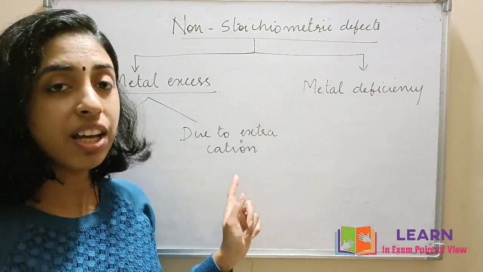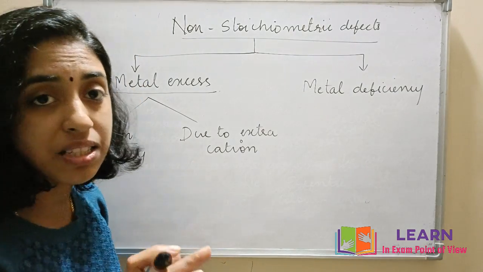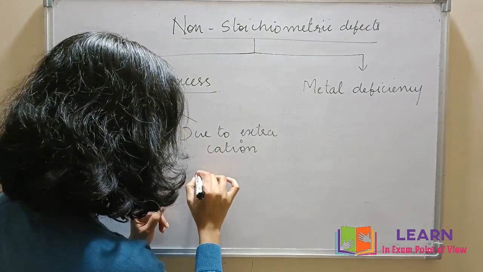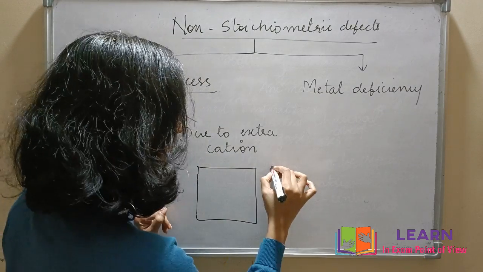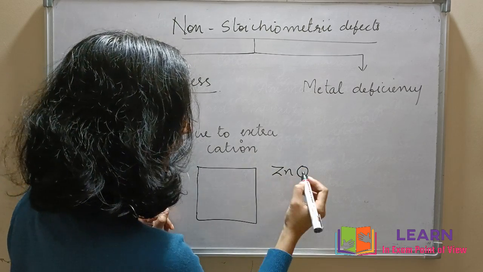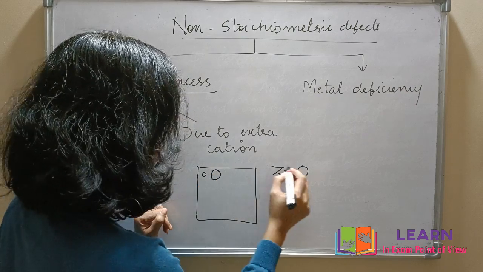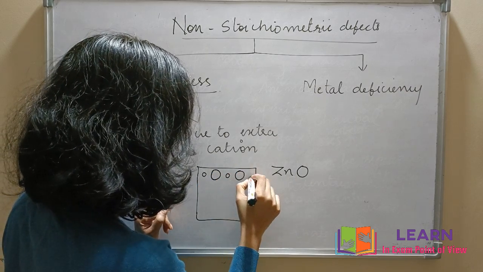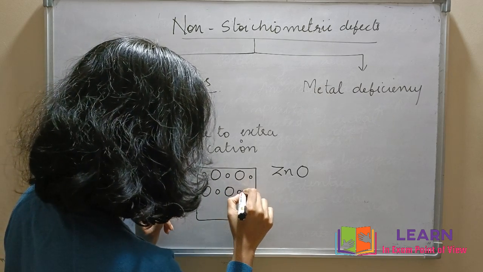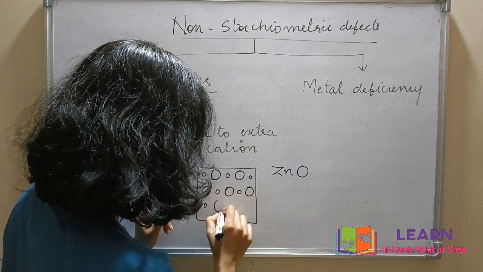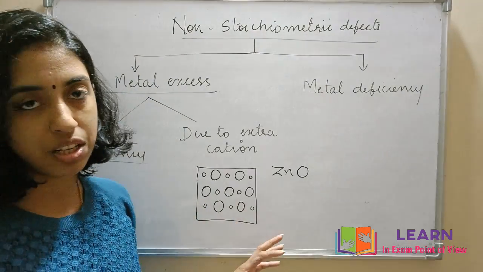Due to extra cation, how has it come? Here we are taking an example ZnO. Okay, so we are taking a crystal lattice of ZnO. And we can represent the small circle as Zn and the big circle as oxygen. Okay, like that it is a crystal lattice of ZnO. You can arrange like this. Okay, fine. So this is a ZnO crystal.